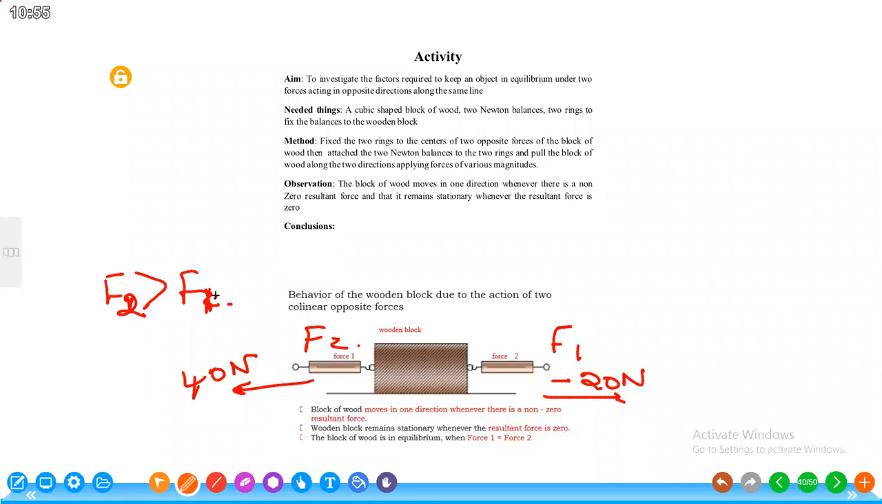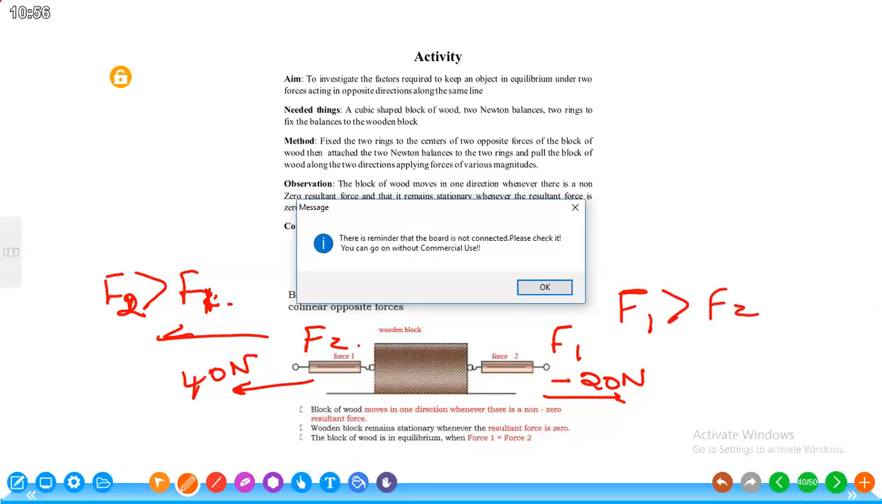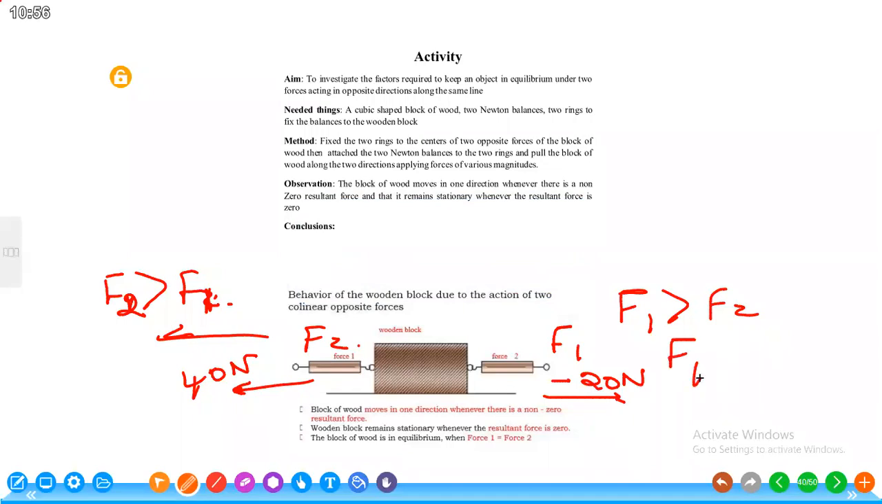So when F2 is greater than F1, which direction will the object move? F2 direction. And if F1 is greater than F2, the object will move in the F1 direction. And when F1 is equal to F2, the object is at rest. This is the conclusion that can be arrived at from the activity.